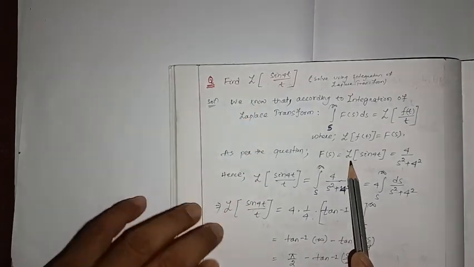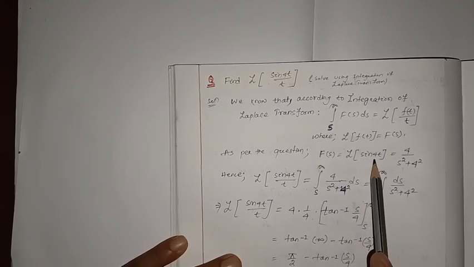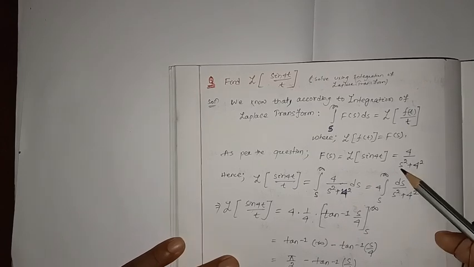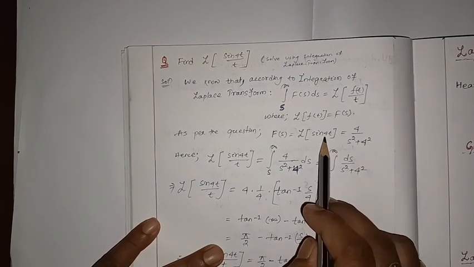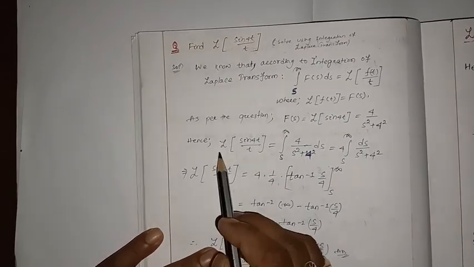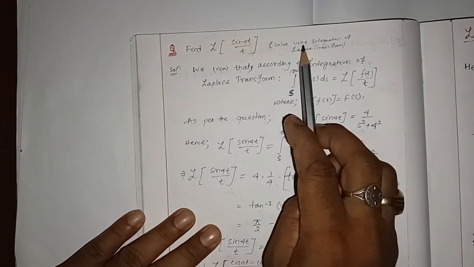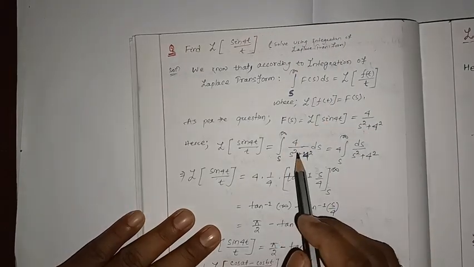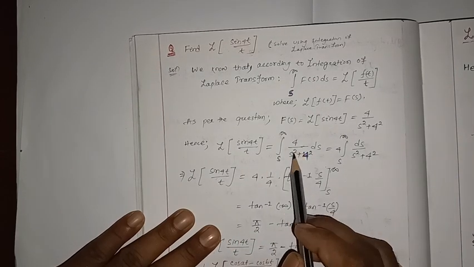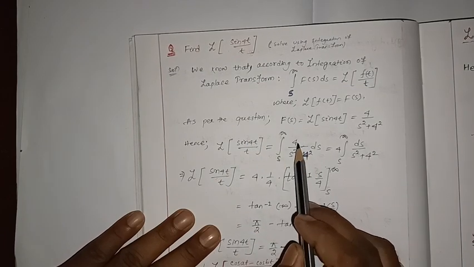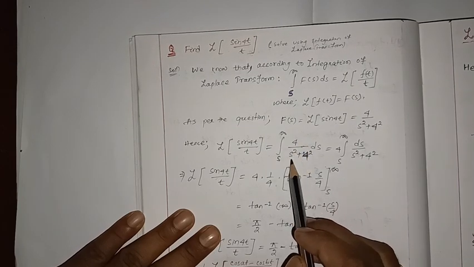First we have to find the Laplace transform of sine 4t to get the capital F of s. The Laplace transform of sine 4t will be equal to 4 by s square plus 4 square, because the Laplace transform of sine at is a by s square plus a square. Here a is 4, so s square plus 4 square. Hence the Laplace transform of sine 4t by t will be equal to the integral from s to infinity of 4 by s square plus 4 square ds, according to this property.